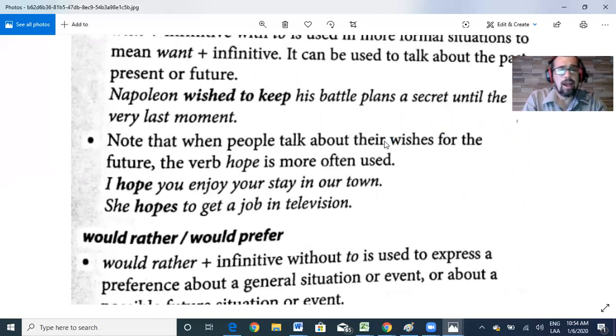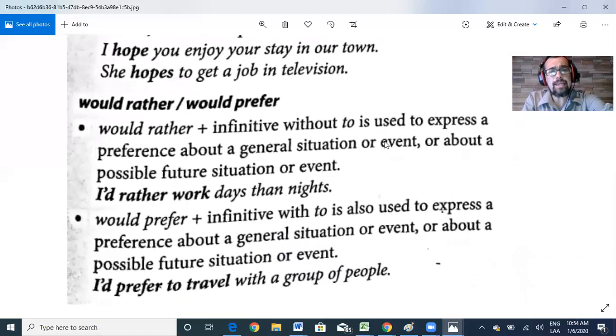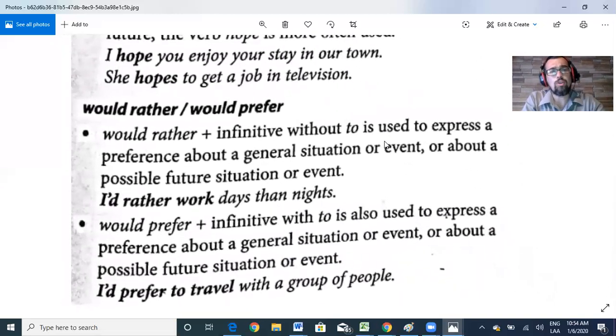Okay, now let's see here. This information was would rather or would prefer. So how do we use that, or when do we use it? Would rather plus infinitive without to is used to express a preference about a general situation or event, or about a possible future situation or event.